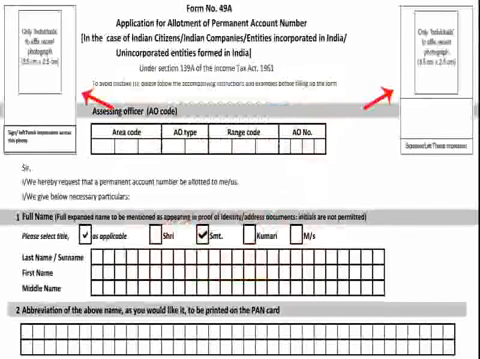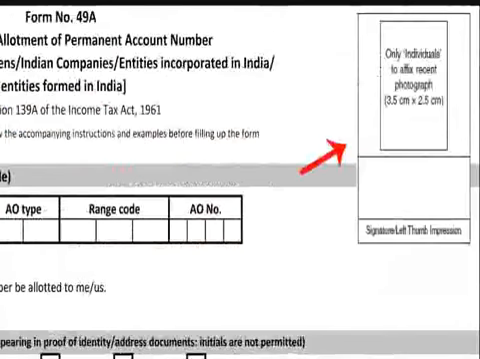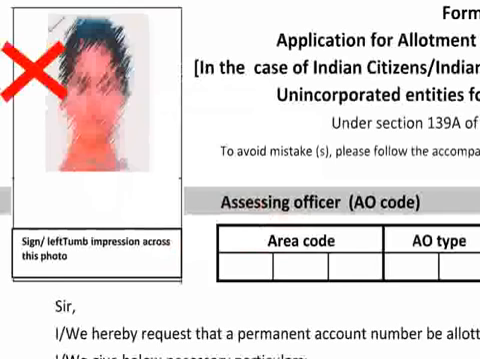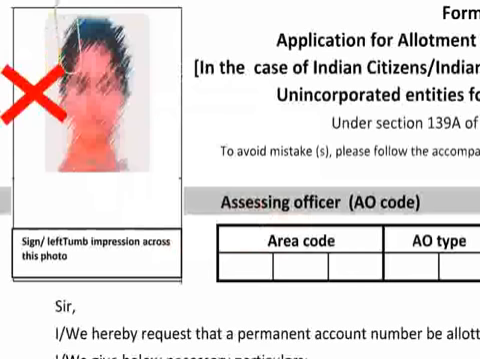Individual applicants need 2 recent color photographs with a white background. These photos have to be pasted on the form in the spaces provided. The size of the photo should be 3.5 cm into 2.5 cm. The photo should not be stapled or clipped to the form.